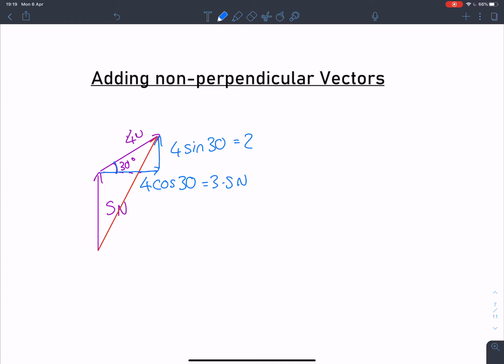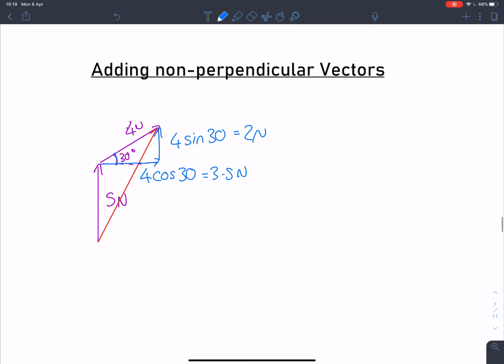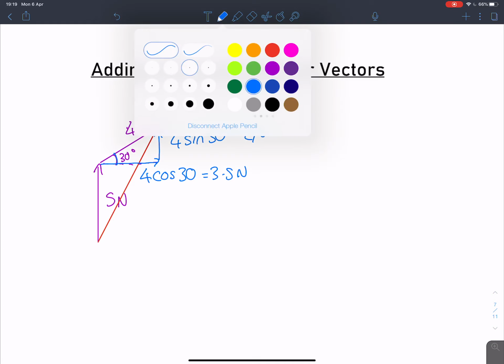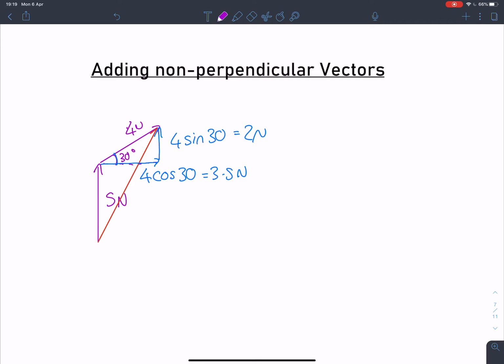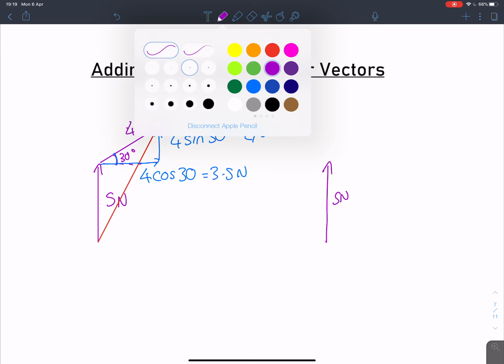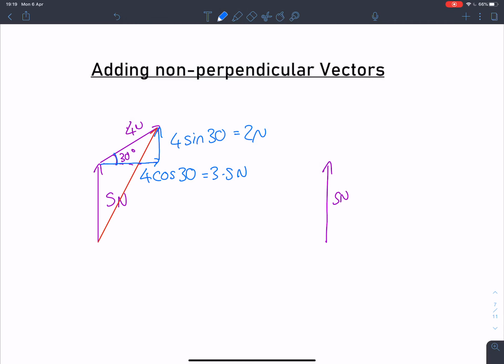Okay, so how does that help me? Now that I've split that 4 Newton arrow into its horizontal and vertical components, why is that useful? Well, let's see how that can help us. So what I've got is my original 5 Newton vector going upwards. As I said, it doesn't matter what order I draw these in, so I'm going to just draw that 2 Newton arrow first, and then we've got 3.5 newtons in that direction.